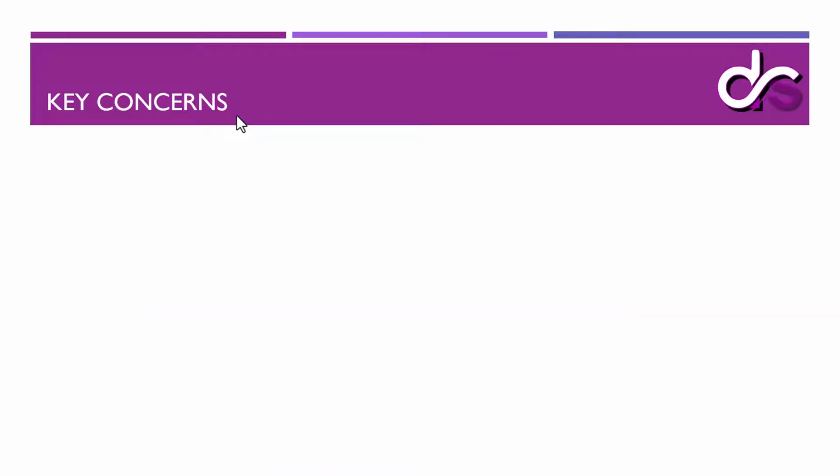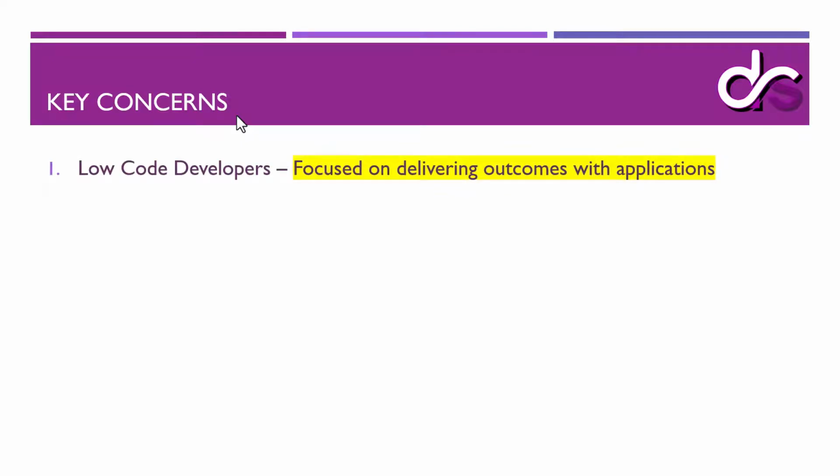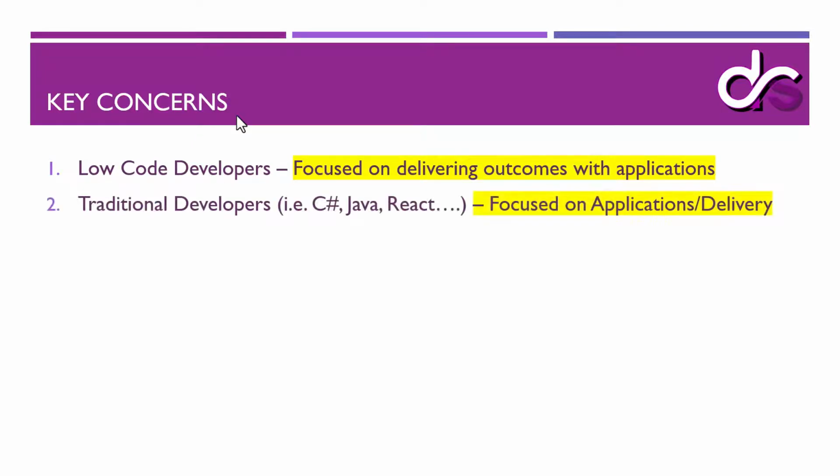So one of the key concerns that comes up when people start talking about low code, no code is that the low code developers are first and foremost focused on delivering outcomes for the business. And they just so happen to use the platform to deliver these applications. Whereas a traditional developer is mainly focused on application development and delivery or CI/CD.